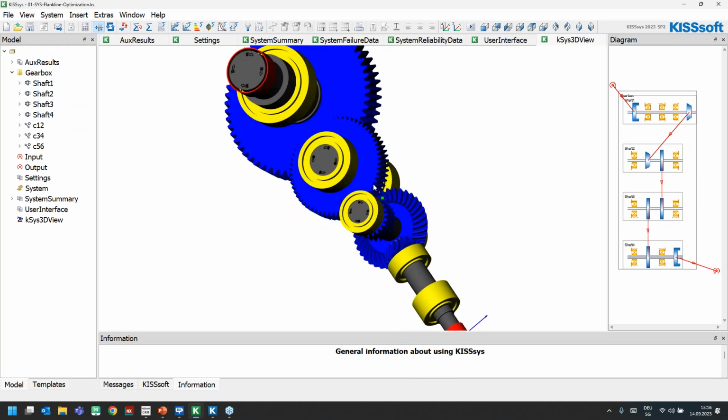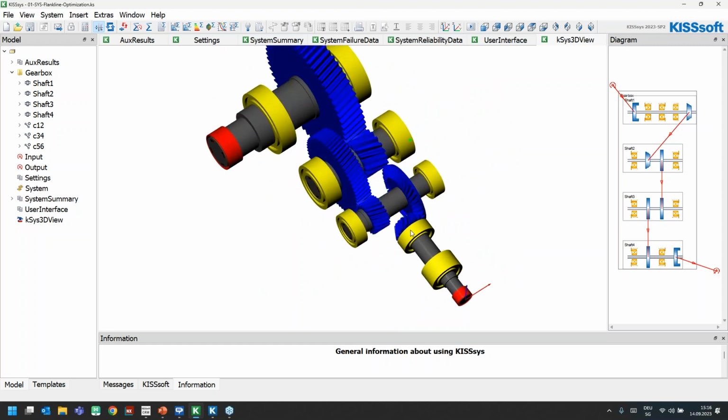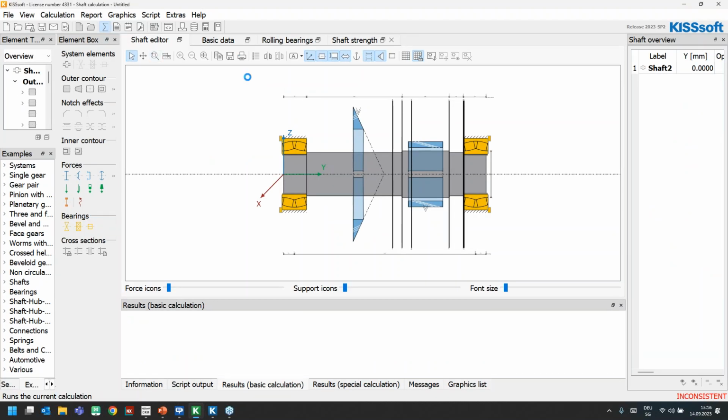So this here is an example of an industrial gearbox, right? We have a 3-stage gearbox. There is a bevel stage. There are 2 consecutive cylindrical stages. And now let us have a look at what happens with shaft number 2. For that, I'll just open the shaft calculation and run the calculation.